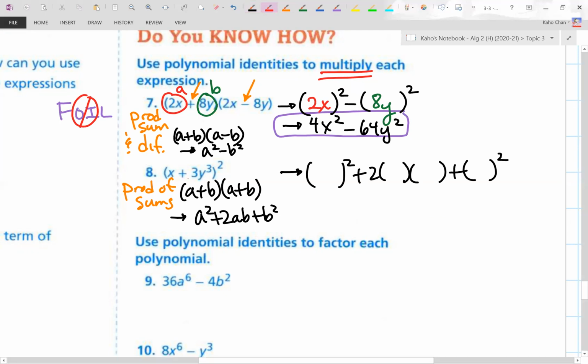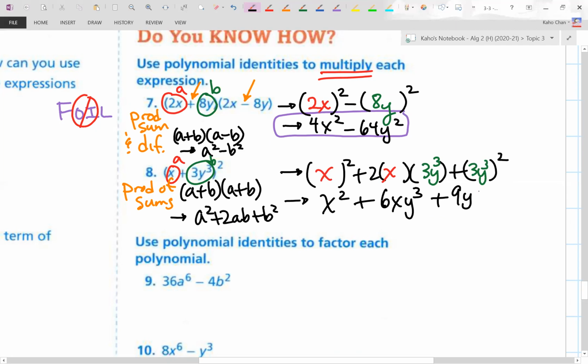A is x, b is 3y cubed. Put those terms in, x and 3y cubed, and clean it up. X squared plus, ooh, watch out here, 2 times x times 3 is 6x y cubed, plus 3 squared, and y cubed squared is 9y to the 6. Okay, take care of that. All right, that takes care of multiplication.